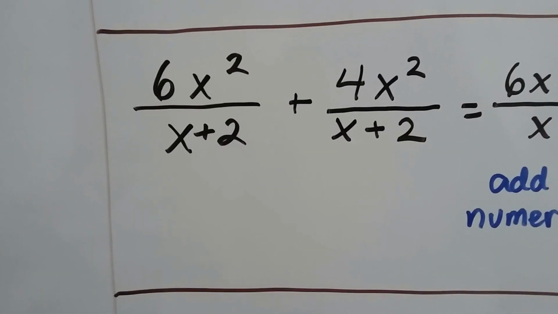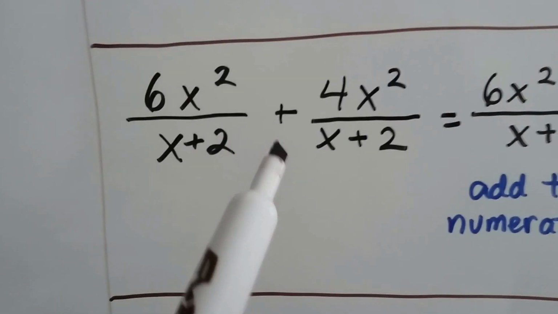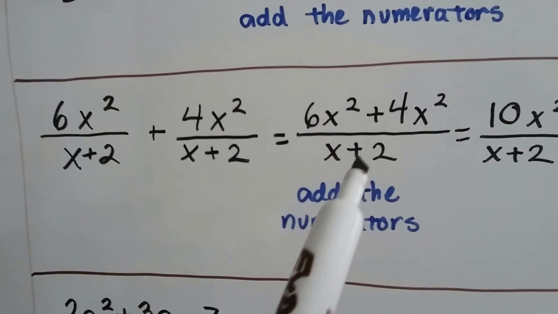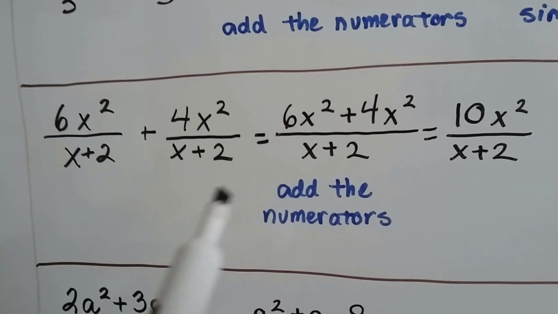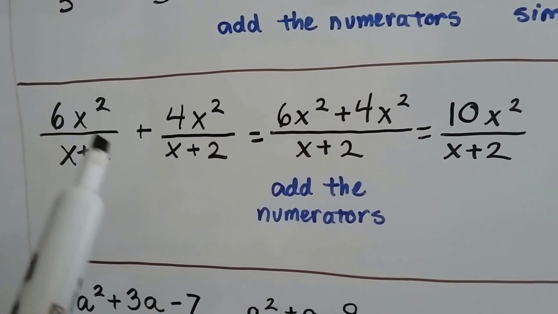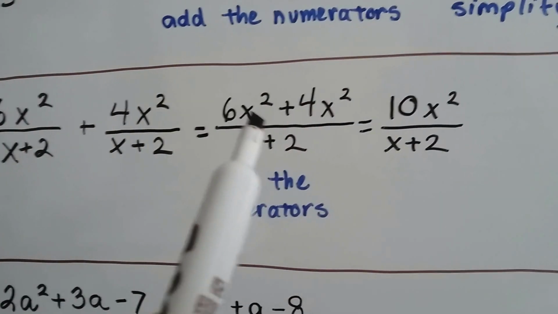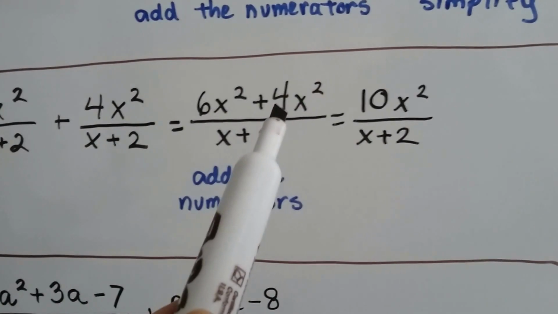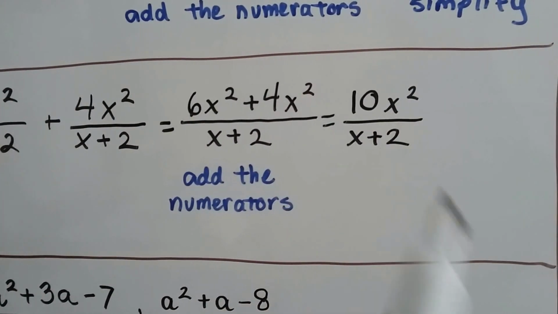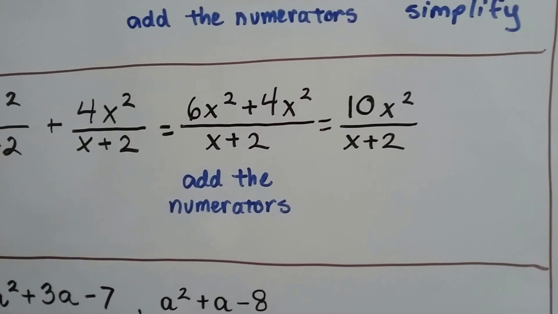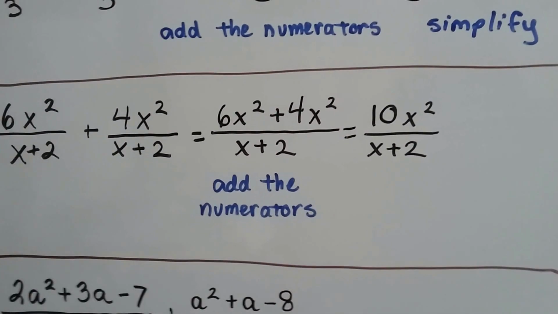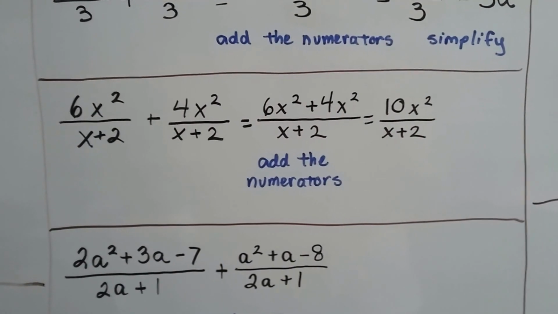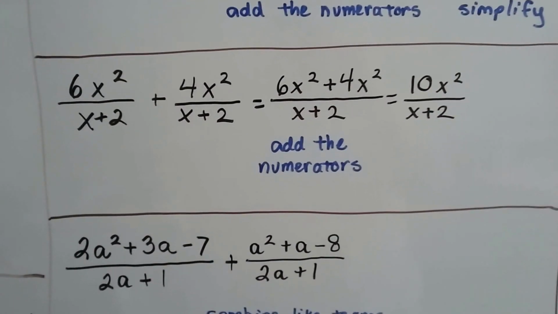Take a look at this one. We've got 6x squared over x plus 2, and we're adding it to 4x squared over x plus 2. We've got the same denominator, so we just slide him over. Write our big fraction bar, and we make our addition problem, 6x squared plus 4x squared. They've got the same variable and exponent, don't they? So we just end up with 6 plus 4, which is 10, x squared, and that's going to be over the x plus 2. See? And that's simplified as far as it can go, all right? Just remember, a fraction is simplified if the numerator and denominator have a greatest common factor of 1, all right?